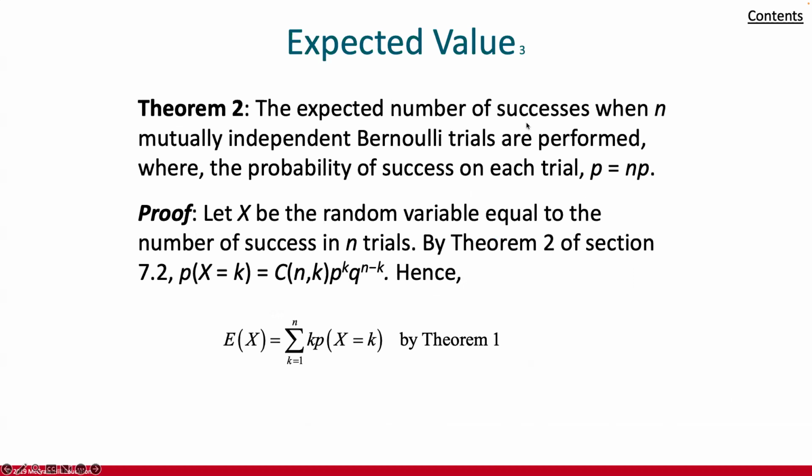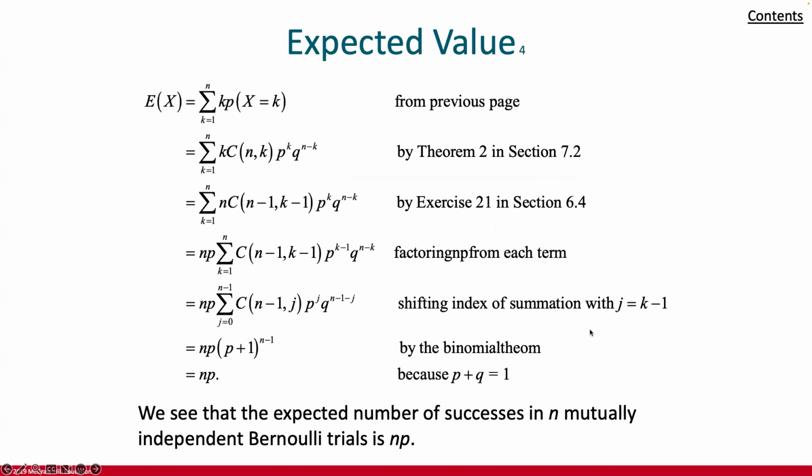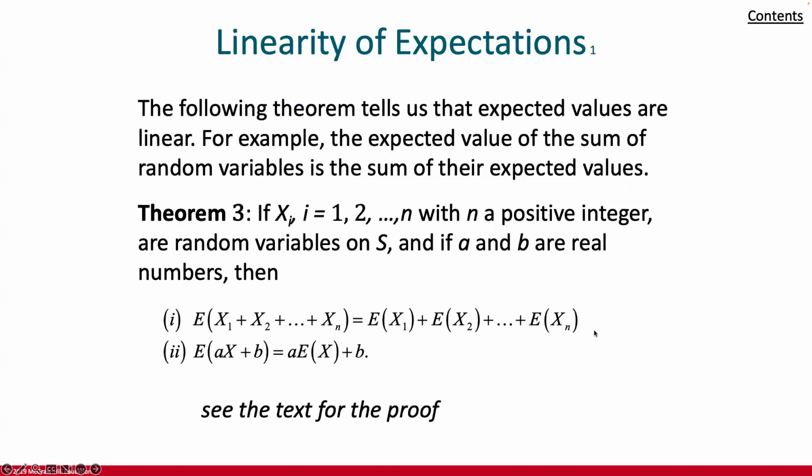The expected number of successes when n mutually independent Bernoulli trials are performed, where the probability of success on each trial is p, is equal to np. And here is the proof for that. You can pause and think about that. Here are some more details for us as we think about this and work out some of the details.